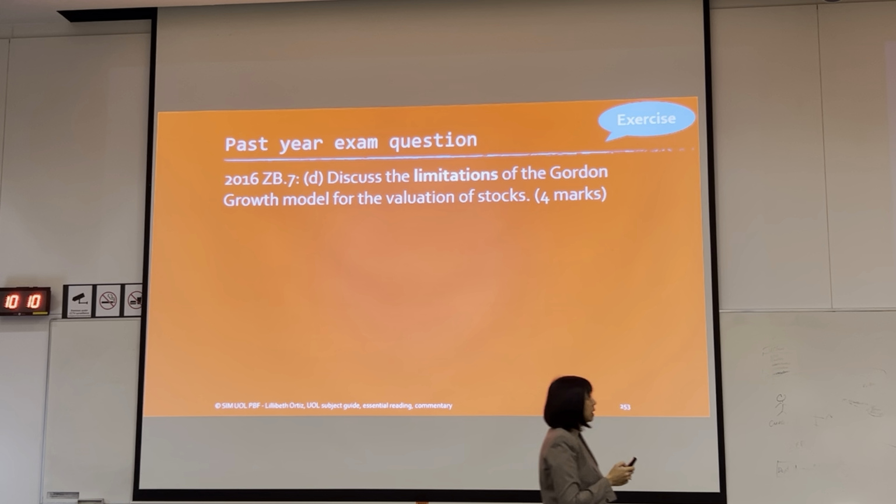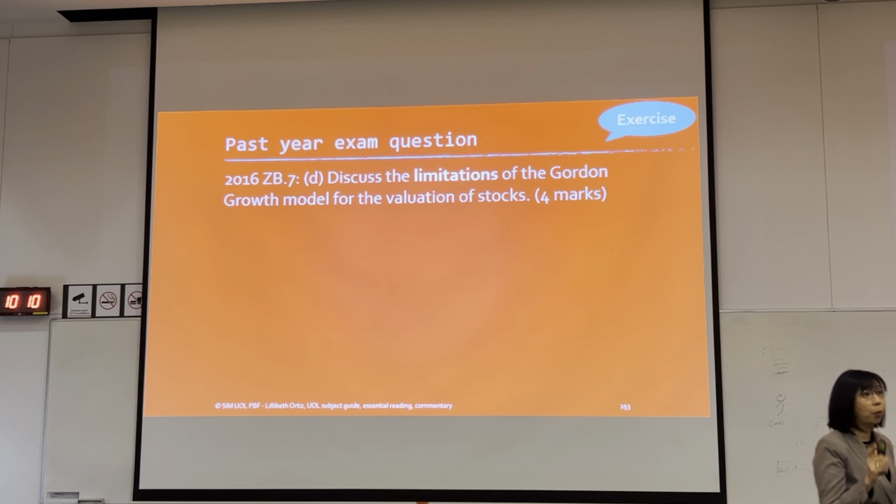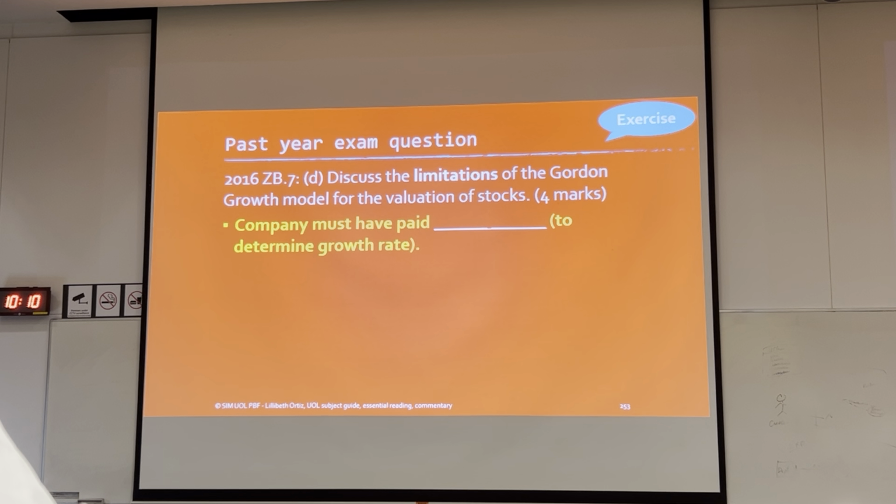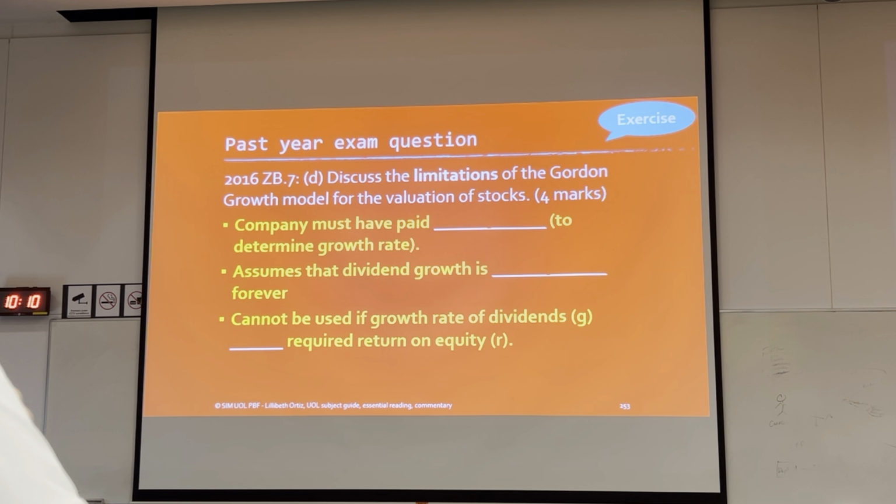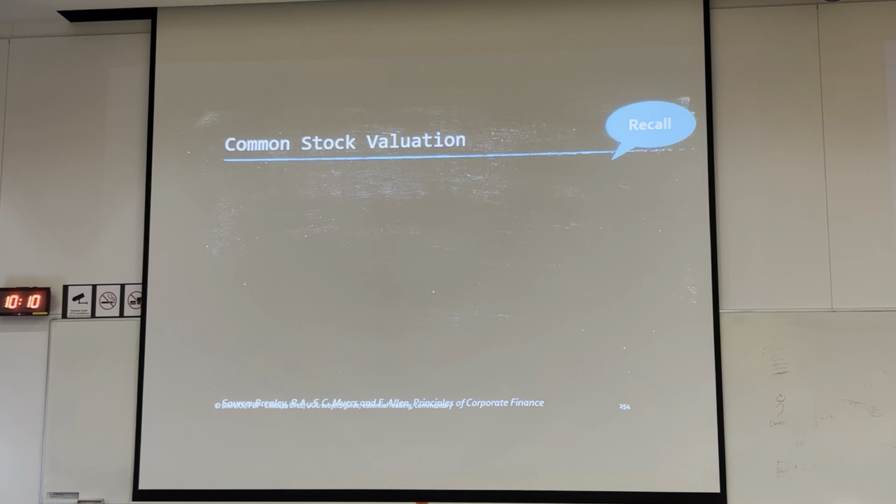All right? Discuss the limitations of the Gordon growth model. The one where we assume constant growth, what are the limitations? What are the assumptions in the first place? These all need to be true. First, for you to use the Gordon growth model, you assume that the dividends will grow at a constant rate, and it will be forever.